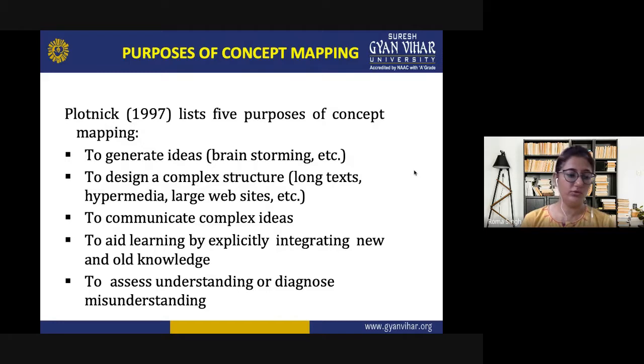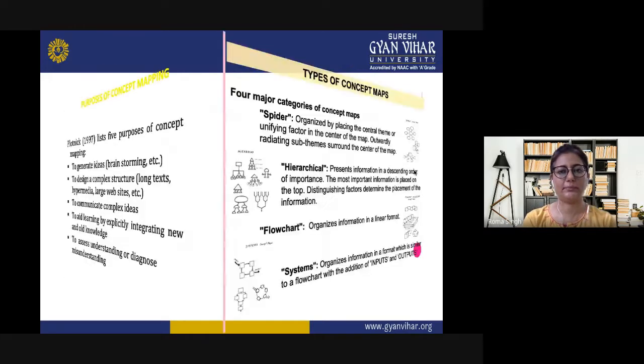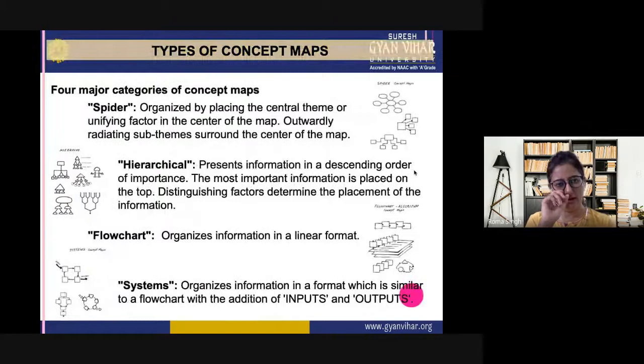So here, a student and a teacher, both can assess what understanding has developed among the students regarding any topic, or if there is a misunderstanding, that they have not understood the concept properly. That also can be diagnosed by the teacher, and then a remedy can be given after that. So there are 4 major categories of concept maps, and these are the 4 categories.